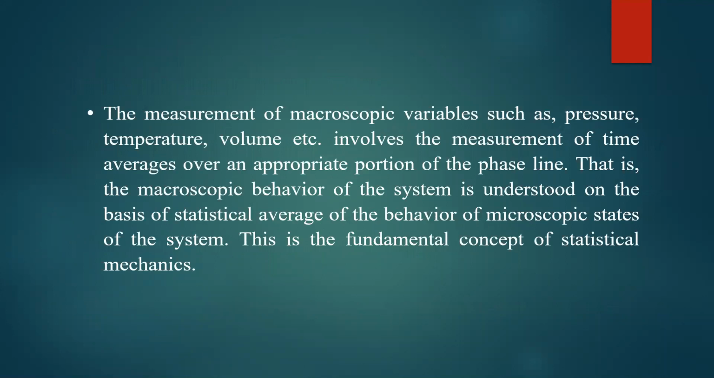Now let us understand what we mean by macroscopic property and microscopic property. A macroscopic property is a measurable quantity of the entire system. Macro means large, and it is measurable. Examples are pressure, temperature and volume. They are thermodynamic variables, or thermodynamic quantities. They can be measured for a given system. That is called a macroscopic property.